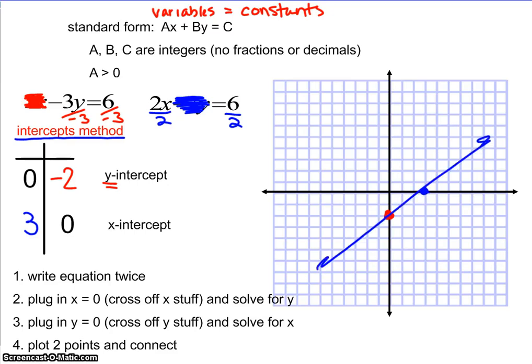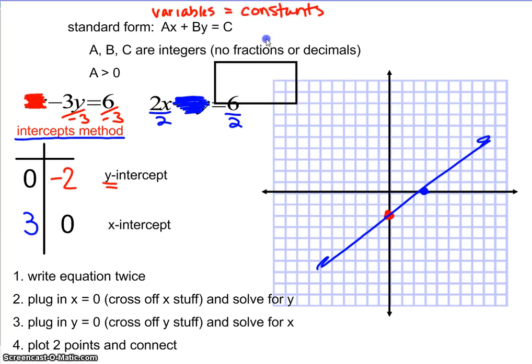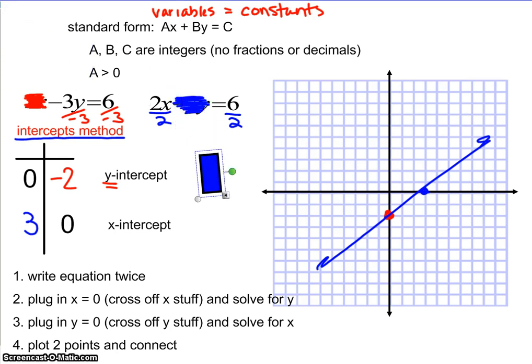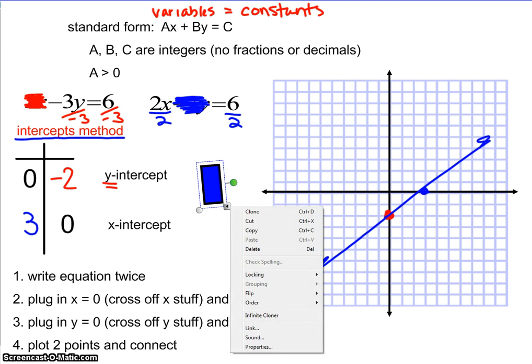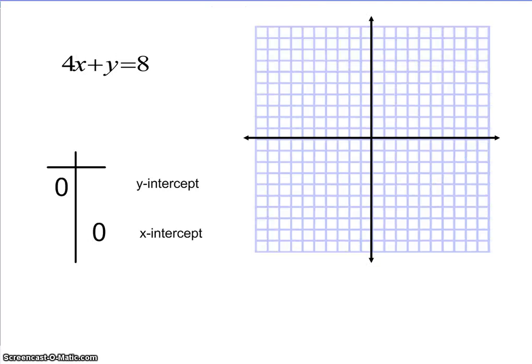There's my line. As you get better with these, one of the things that a lot of times happens is you're able to just put your finger over the x stuff, or eventually put your finger over the y stuff, and just solve for what's left. So it can get pretty easy once you get the idea of using your intercepts method.